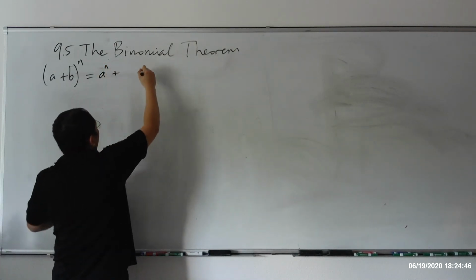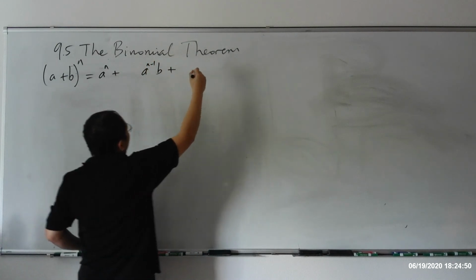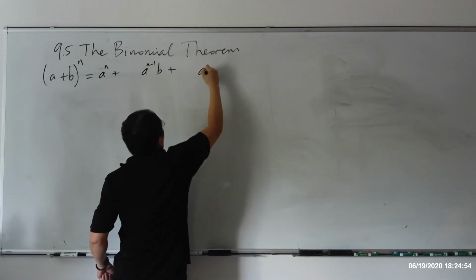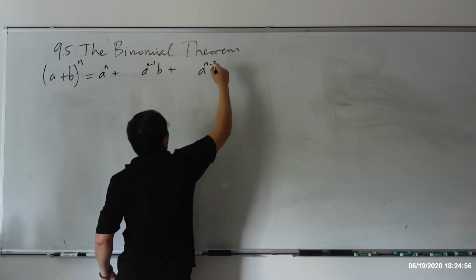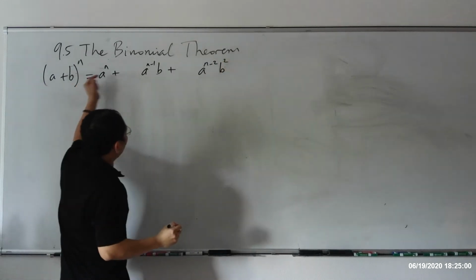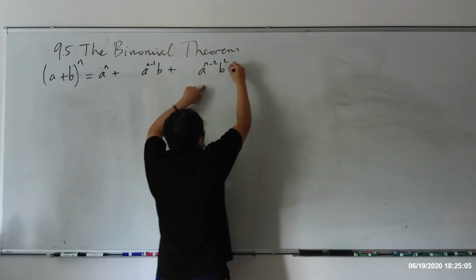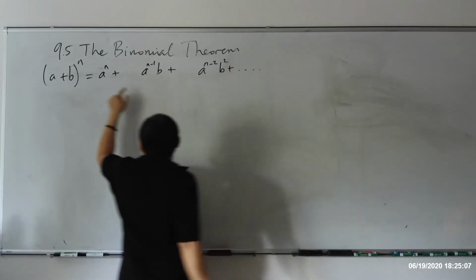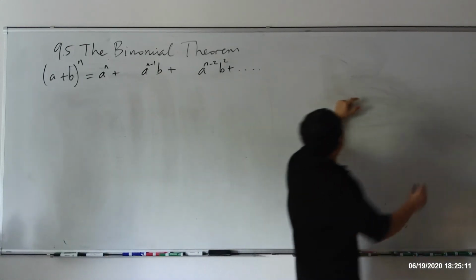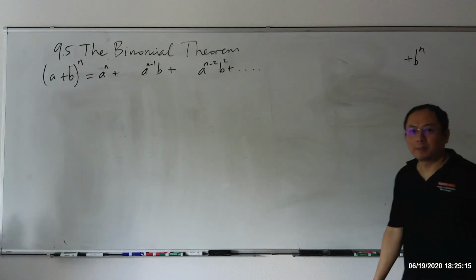Then the second term is going to be a to the n minus 1 b plus the next term is going to be some number in here, I don't know yet. And then a to the n minus 2 times b squared. You see, the exponent of a keeps going down from n minus 1, n minus 2, and the exponent of b keeps going up, no b, 1 b, b squared, all the way to the n, which is b to the n, the last term. Okay?